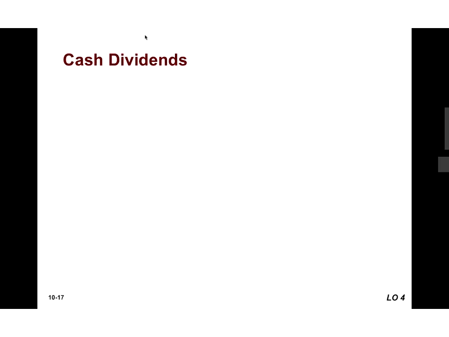Okay, so cash dividends. We're going to talk about dividends in here. Retained earnings relates to dividends because dividends reduce retained earnings. But dividends can come in three forms actually. They can come in cash, they can come in non-cash items, and they can come in stock. And we're going to talk about all three of those.